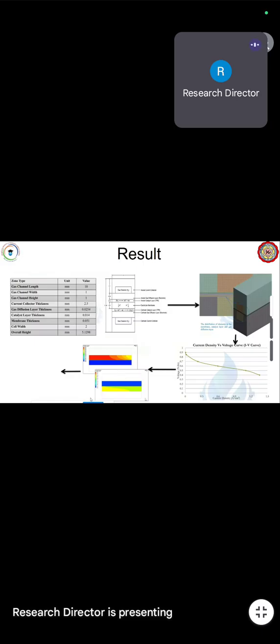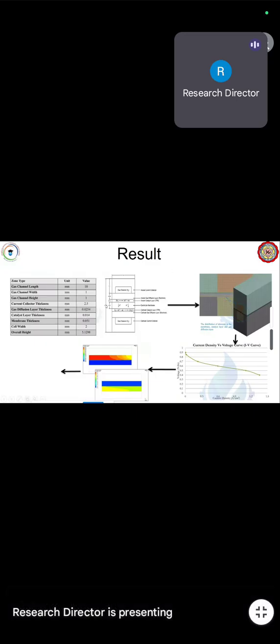this is the contour plot of hydrogen and oxygen distribution in the fuel cell. So see what is happening.